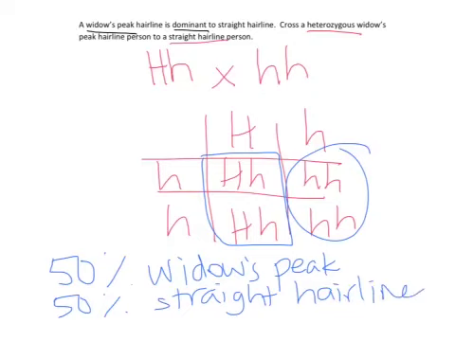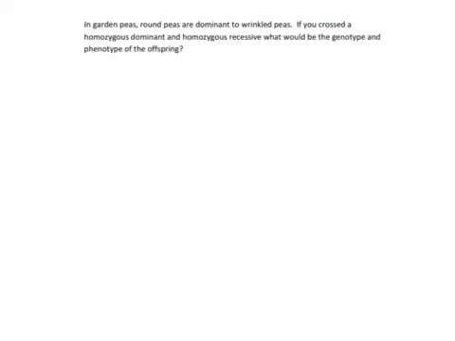Okay, let's move on to the next one. So in garden peas, round peas are dominant to wrinkled peas. If you crossed a homozygous dominant and a homozygous recessive, what would be the genotype and phenotype of the offspring? So we can see again in the question, round peas are dominant. If you crossed a homozygous dominant and a homozygous recessive, we're looking for the genotype and the phenotype of the offspring.